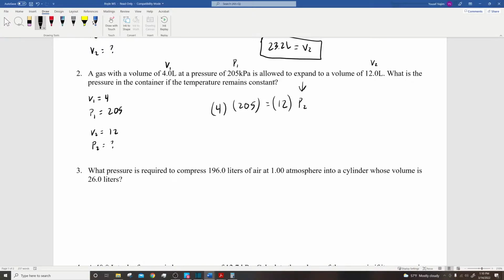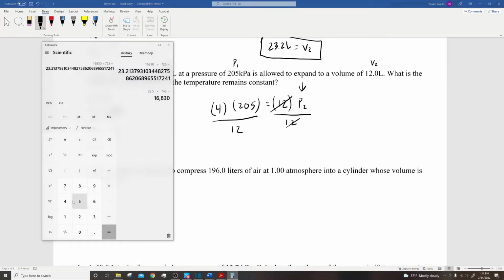We need to isolate our variable. To do that, we're going to divide both sides by 12. This is going to cancel. Now P2 is going to be equal to 4 times 205 divided by 12. So let's plug that in.